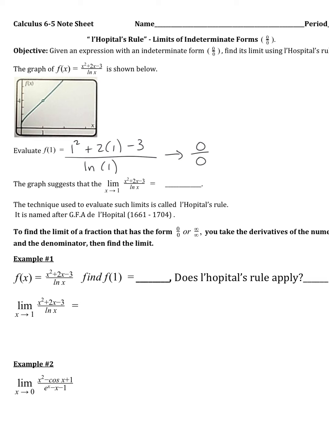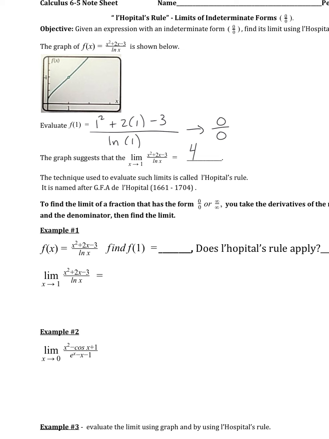Let's review. If we look at the graph, is there a limit at 1? Coming from the left, the limit is coming in at 4. Coming from the right, the limit is coming in at 4. So the graph suggests that the limit as x approaches 1 of this function is 4.